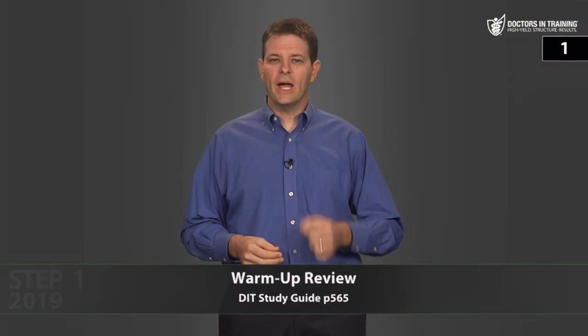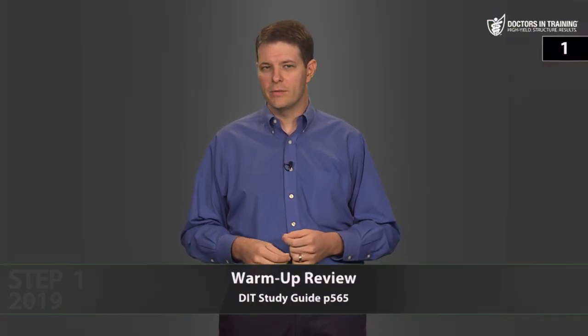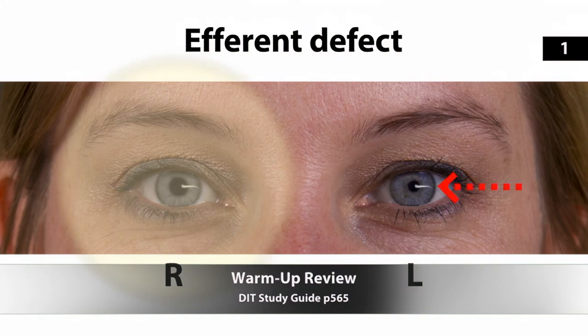Let's go over the warm-up review. First question. Describe which light reflexes would be seen in both eyes if the right ocular motor nerve were damaged. So this is known as an efferent defect. The right eye will not respond to light shown in either eye, but the left eye will constrict when a light is shown in either eye.